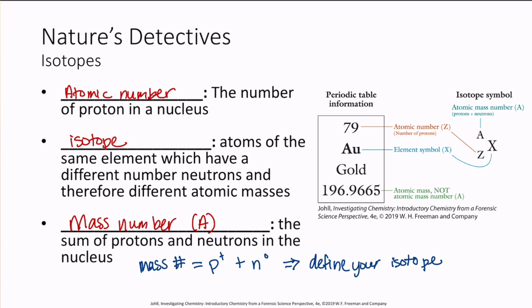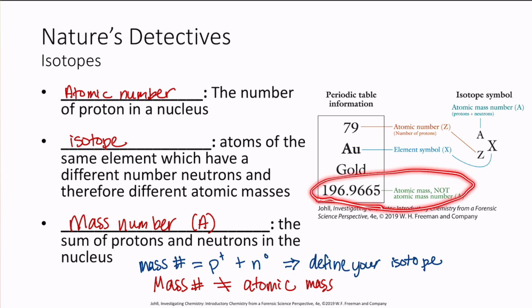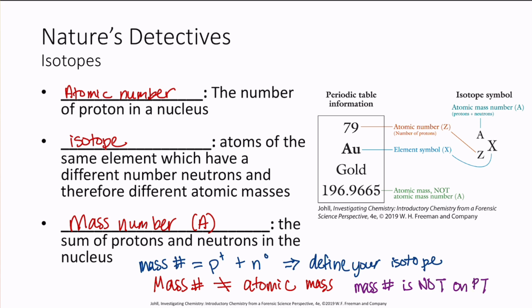Now, something that is very difficult for people when they're first learning chemistry: the mass number is not the same thing as the atomic mass. They are very different. The atomic mass, which can be found on the periodic table, is the thing that has the decimal points. It is not the same thing as a mass number. You cannot find the mass number on the periodic table. It has to be provided for you.